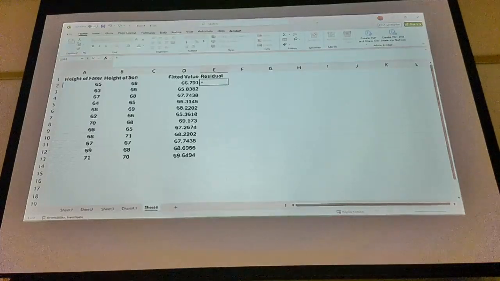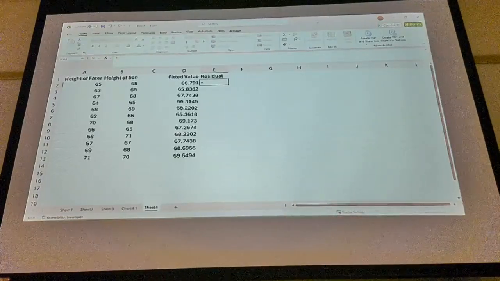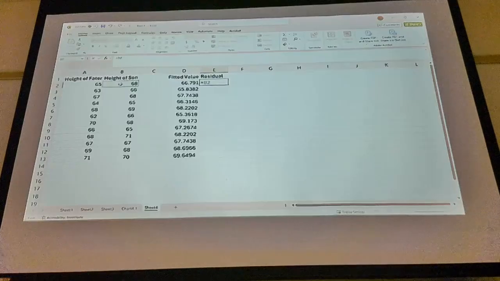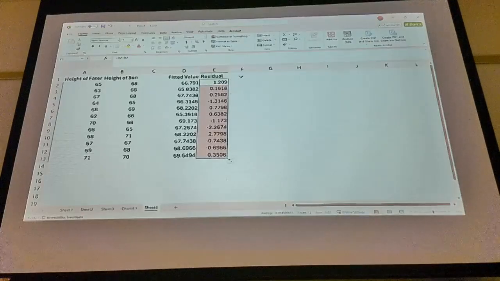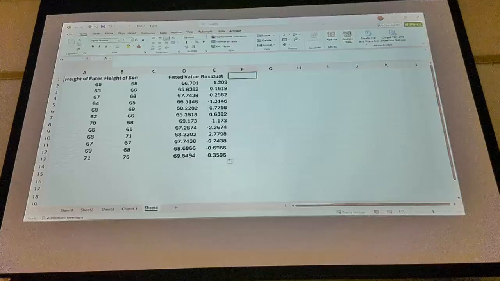Y minus what? Y minus Y. I say absolute. What is the Y? Actual minus predicted. Those are your residuals. I didn't ask for it, but I'm going to do it anyway. Let's do a residual plot.